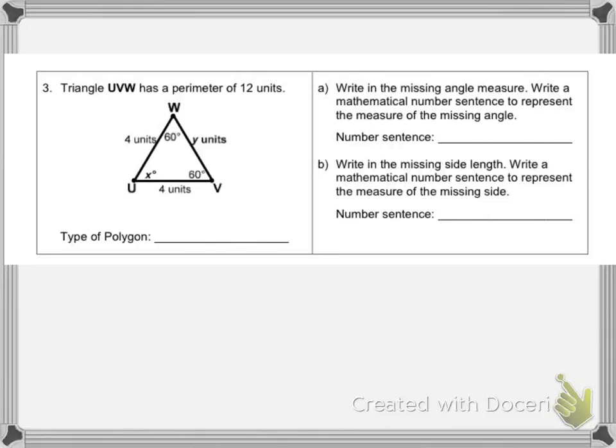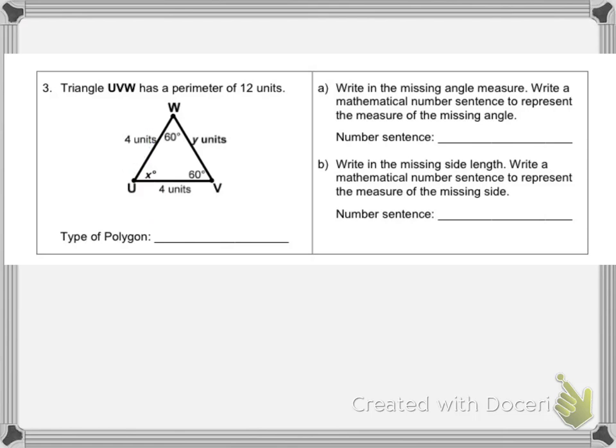Number 3, triangle UVW has a perimeter of 12 units. So if I walk from U to V, it's 4. From V to W, it's unknown. And from W to U, it's 4 units. Right now, I have an isosceles because 2 are the same, correct?